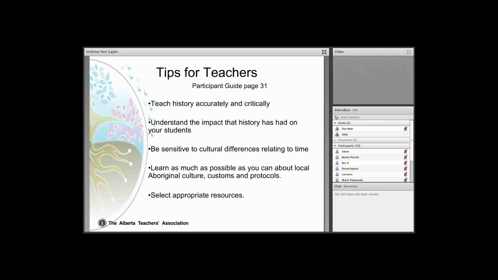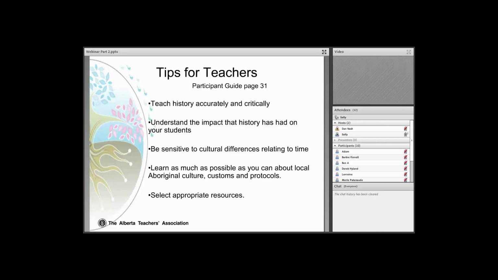It's important for us to be sensitive to cultural differences relating to time, and to learn as much as possible about local culture, customs, and protocols. By bringing in community members and community information, you can build those connections with your students and also the community. The last one there is to select appropriate resources. I'm going to be sharing with you about the Alberta Teachers Association Library later on in this presentation, and there's a wealth of knowledge on that website for you to check out.